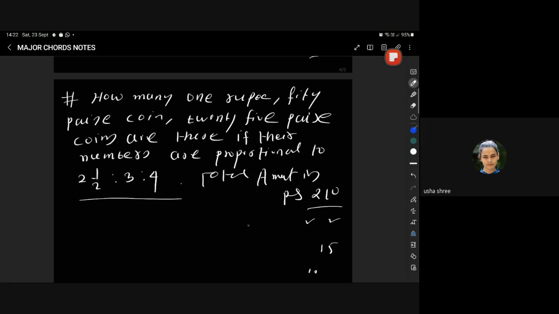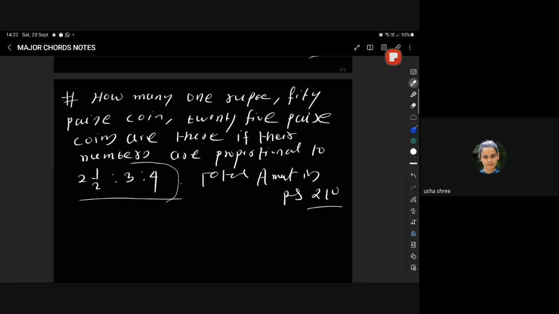Suppose there are 10 coins of 1 rupee, and another 10 coins of 50 paisa. So it will become 10 into 10, and 10 into 0.5, which means 5. So it will become 15 rupees. Like that they have asked you. They have given you the number of coins, and then they give you the total amount. From that you have to find out the number.